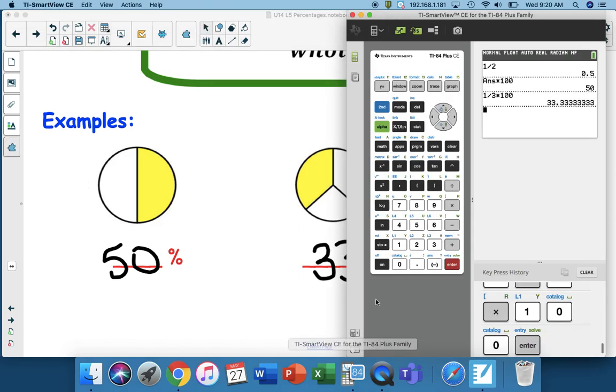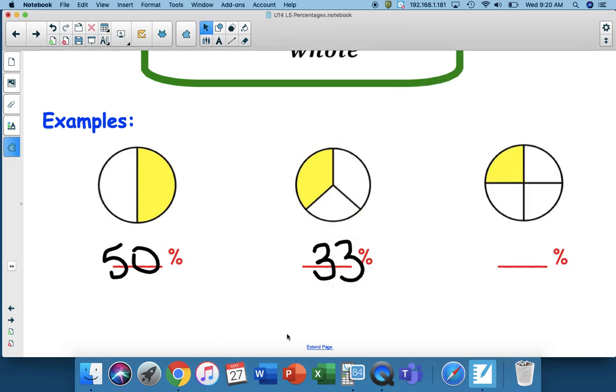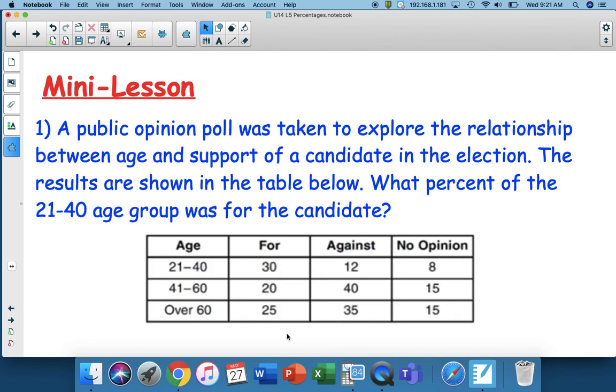Next one, 1 divided by 4 times 100. 25%. That's all it takes, guys. Just figure out what part they're asking you for, figure out what the total is of what they're asking you for, and then multiply it by 100. So these are really easy examples, obviously. Let's get into some harder ones.